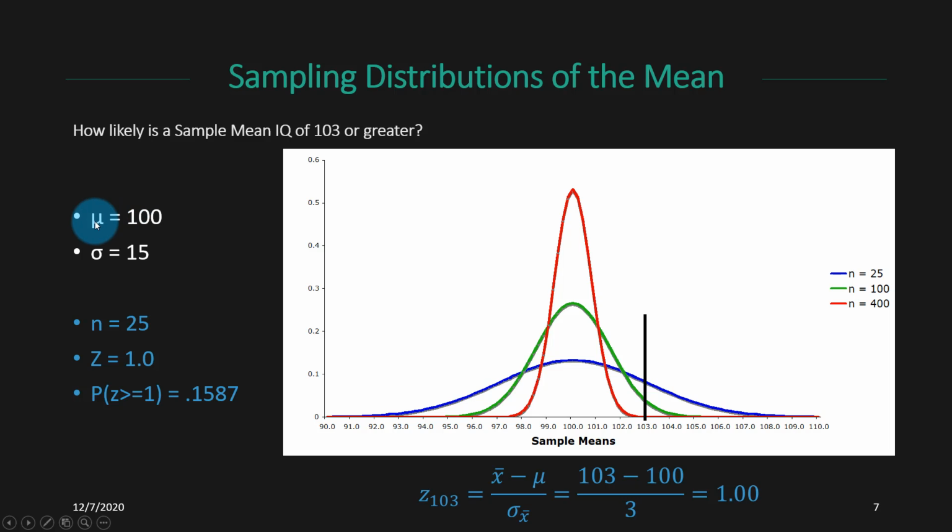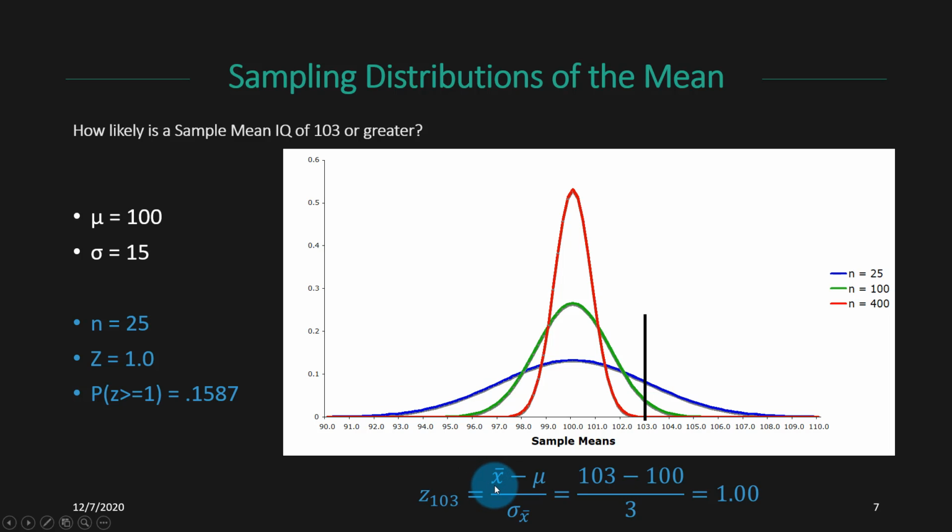Well, again, our population mean is 100, our population standard deviation is 15, and in this example, the sample size is 25. Next, we need to solve for the z-score. So let's come down here. The z-score for 103, right? This definition of the z-score stays the same.